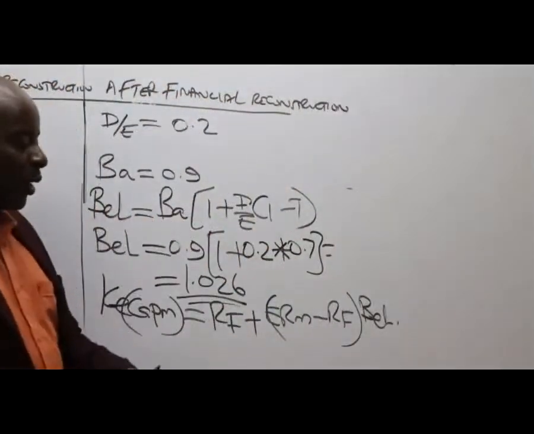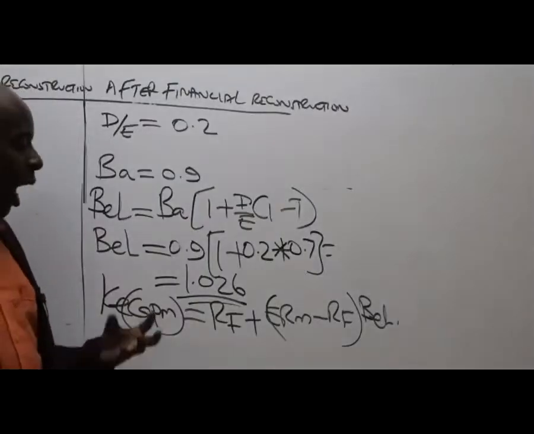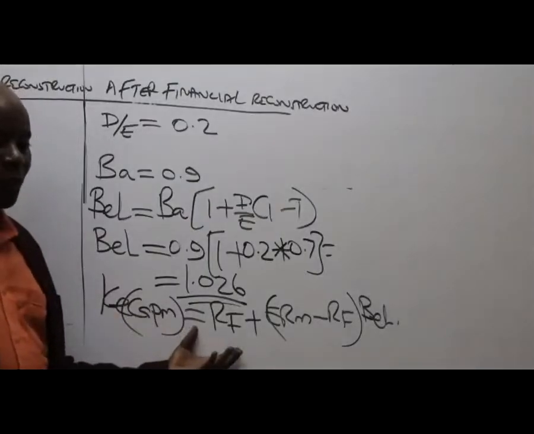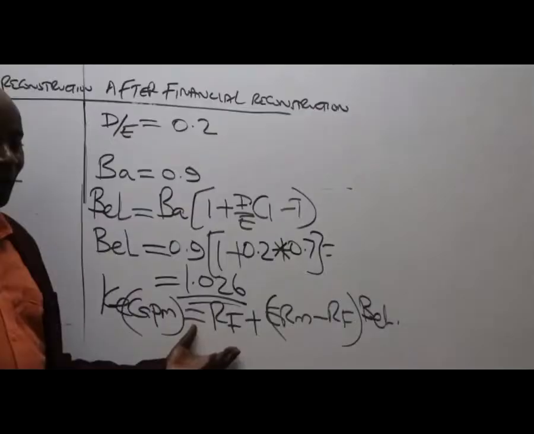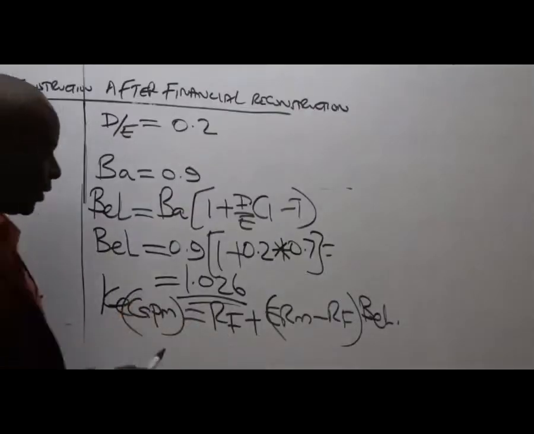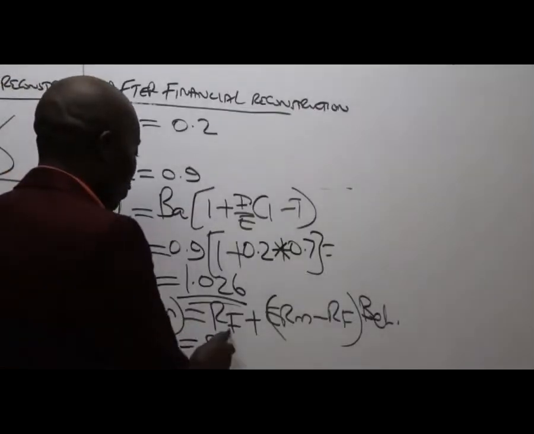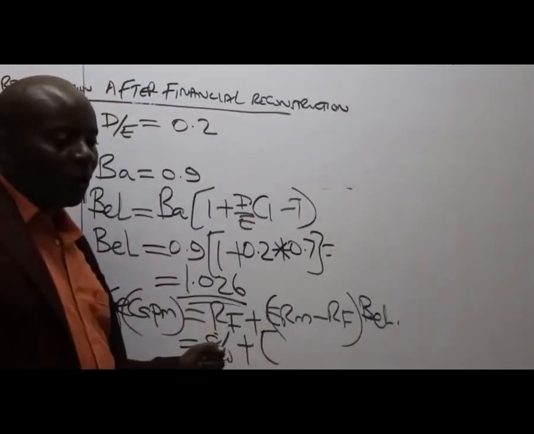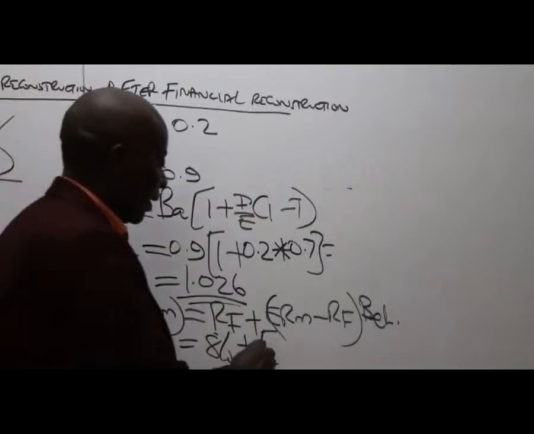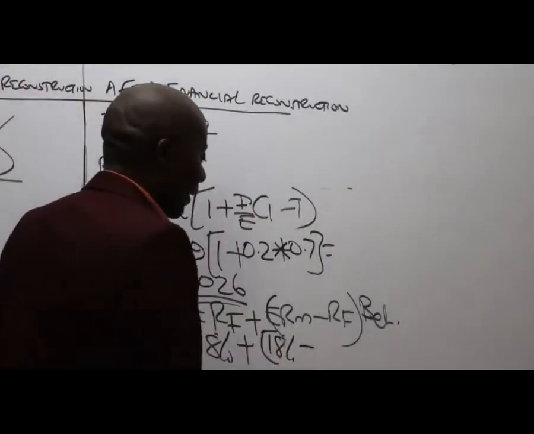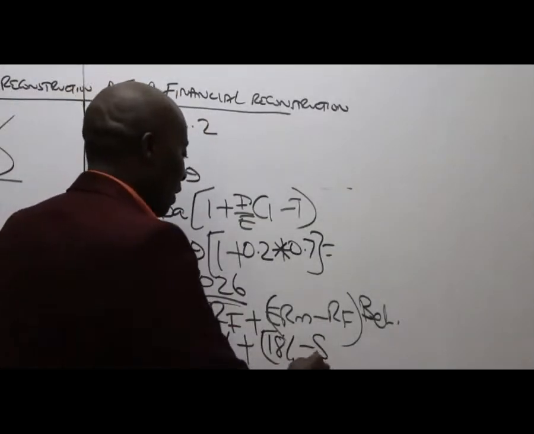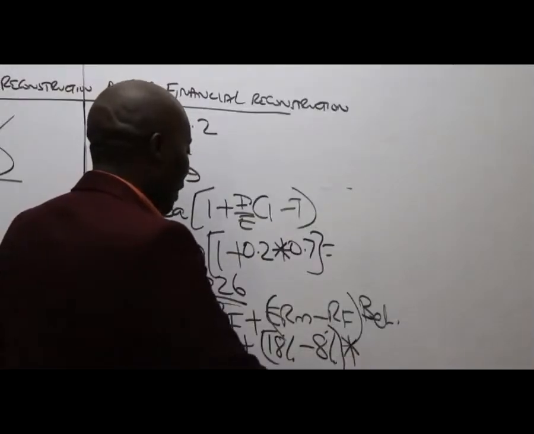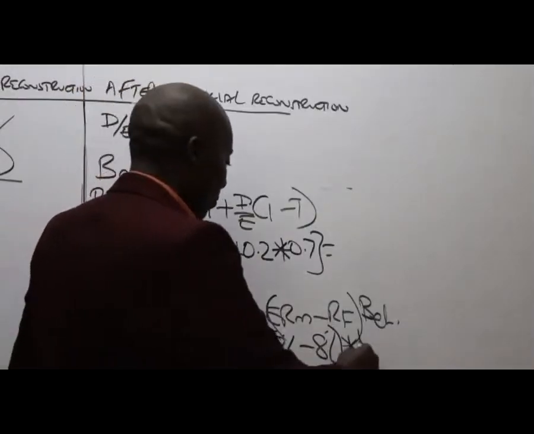Ladies and gentlemen, are you able to see the risk-free rate of return? Bet tells me, yes, Mwalimu, it is 8%. Thank you very much. How about market returns? 18%. 18% minus risk-free again, which is 8, multiplied by the beta equity that you guys got, which is 1.026.